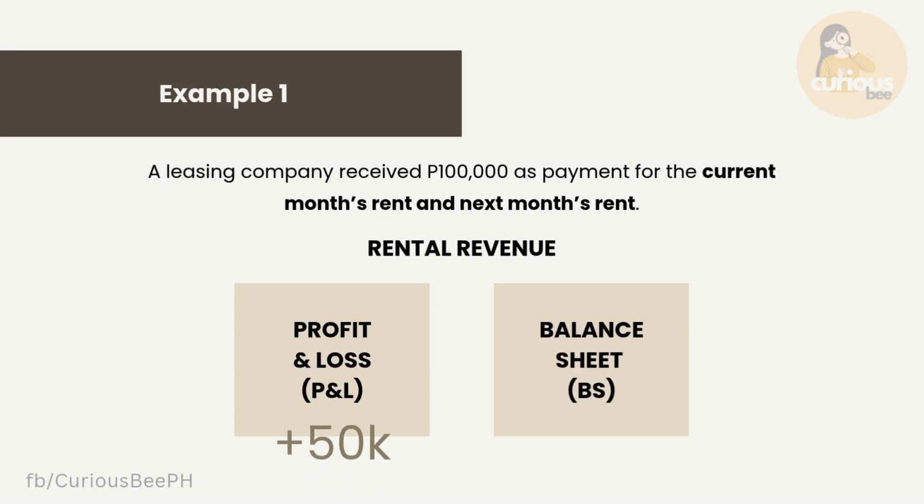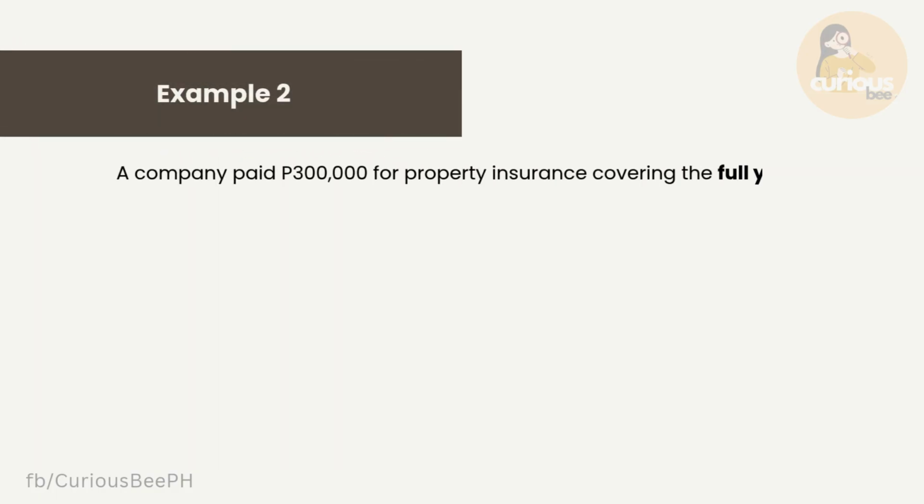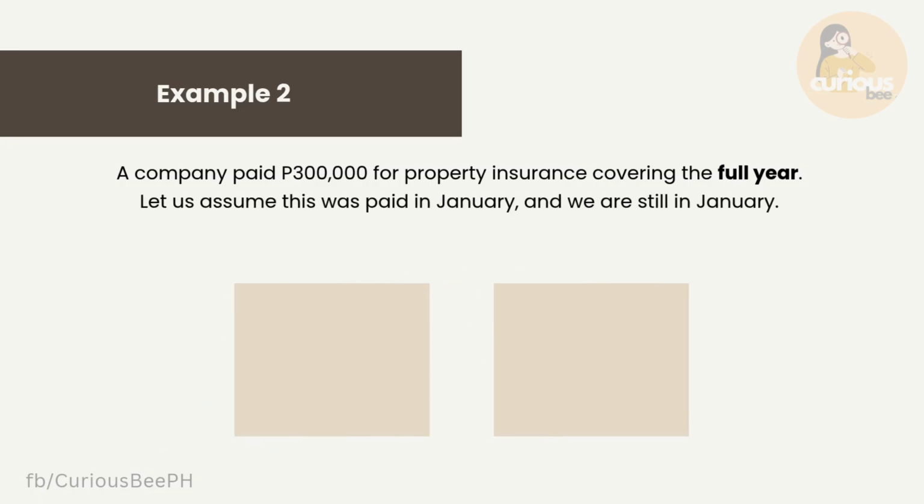50,000 should go to P&L because the current month's rent is already earned, while the remaining 50,000 should go to the balance sheet as unearned rental income, since this is payment for future rent. Thus, it is not yet earned. Here's another example. A company paid 300,000 pesos for property insurance covering the full year. Let us assume this was paid in January, and we are still in January.